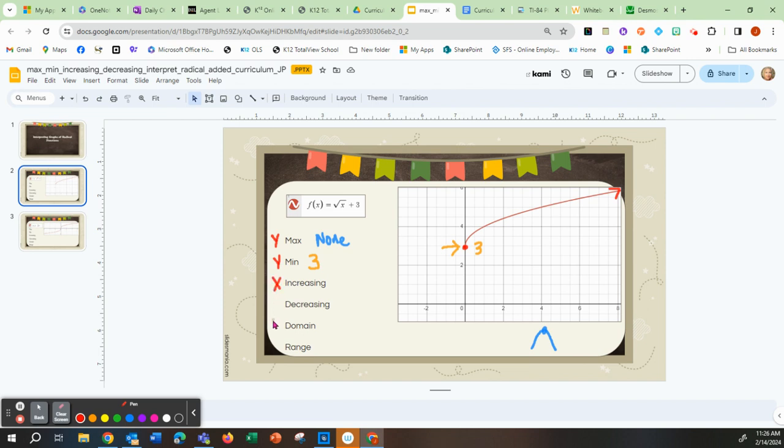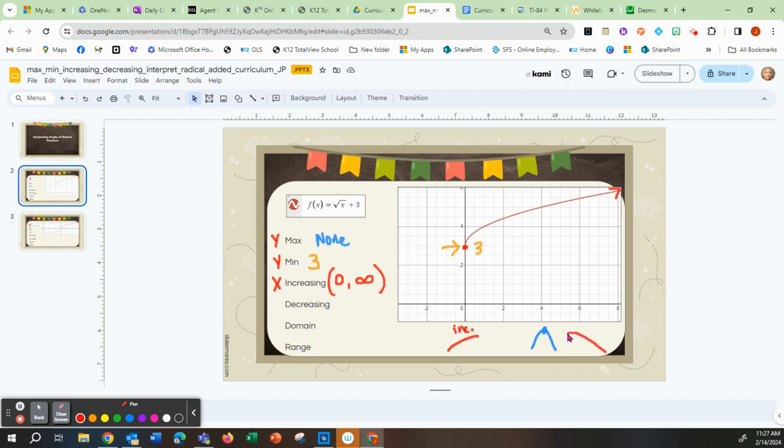Where is the graph increasing? So where is it rising from left to right? It's rising from left to right from 0 all the way to infinity because we said it's going to continue to rise. So it's increasing in the interval from 0 to infinity. So increasing is rising. Okay, that's an example of increasing.